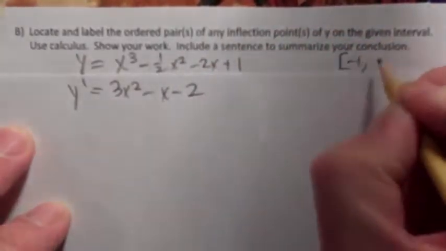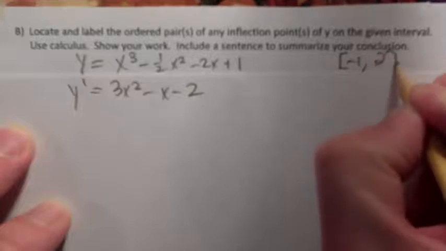Part B of this problem wants us to find points of inflection for the function. And back in part A, we already had y prime as being 3x squared minus x minus 2. I'll write the original function here just to have it on hand. And the interval was negative 1 to 2.